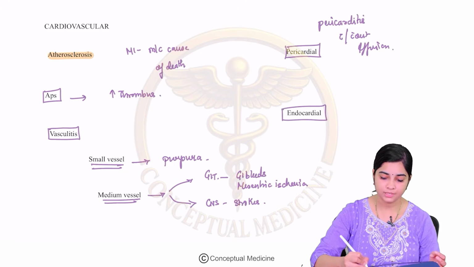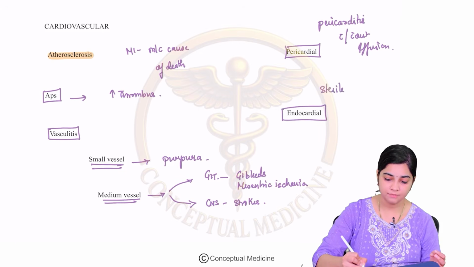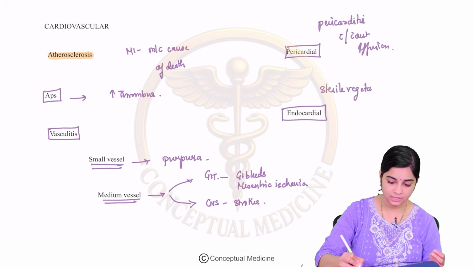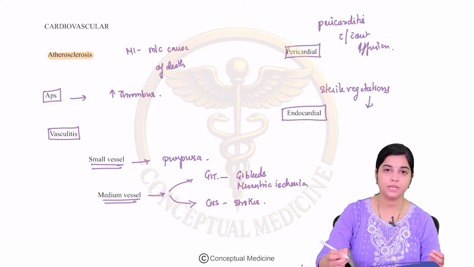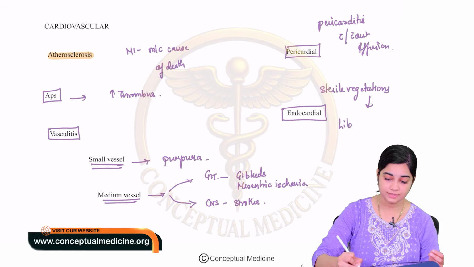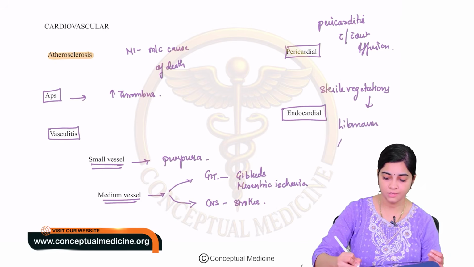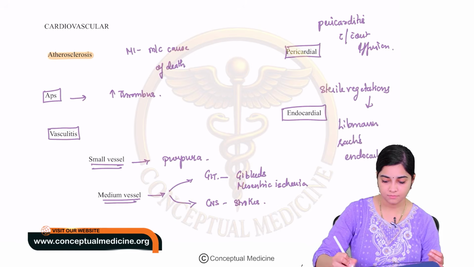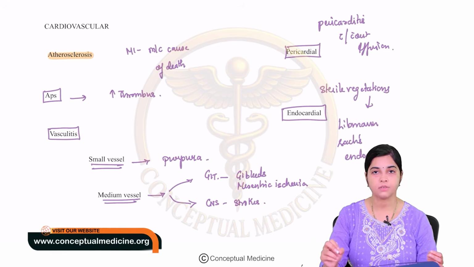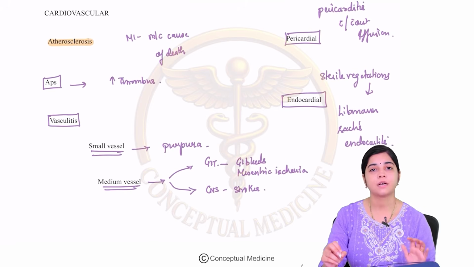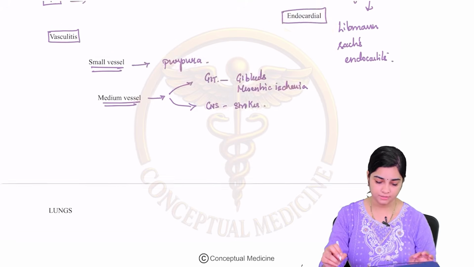And in the endocardium, you can have sterile vegetations, and this is what we call Libman-Sacks endocarditis. Libman-Sacks endocarditis. Right? So this is about the various cardiovascular manifestations of SLE.